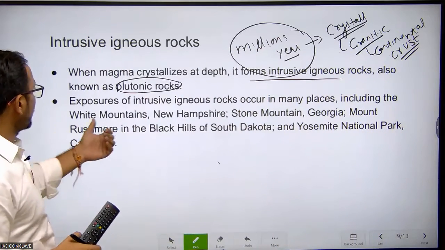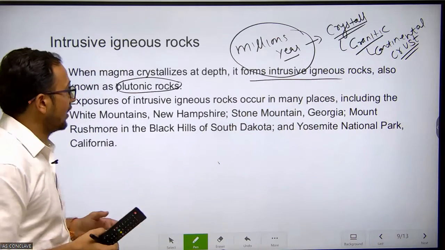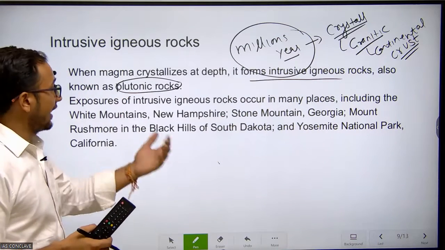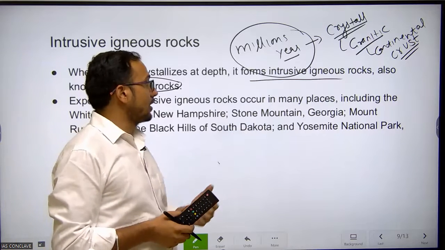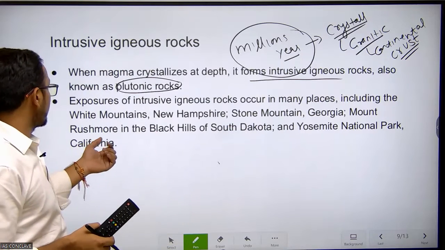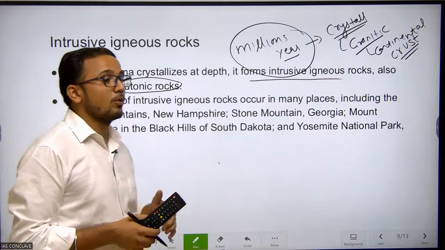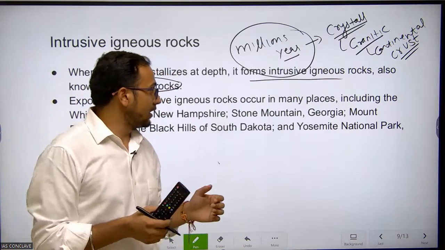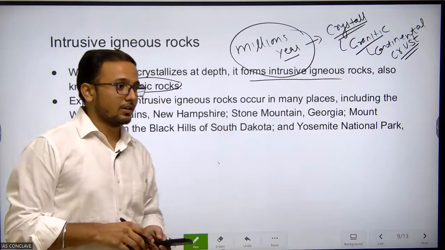Exposure of the intrusive rocks occurs in many places over time when there is intense erosion. Like White Mountains, New Hampshire, Stone Mountain, Georgia, and Mount Rushmore in the Black Hills zone. So this is how igneous rock can also be exposed to the earth's surface, but it is a very long process through erosion.